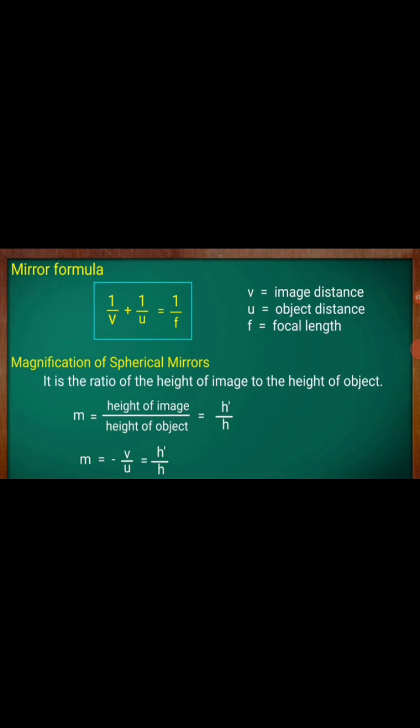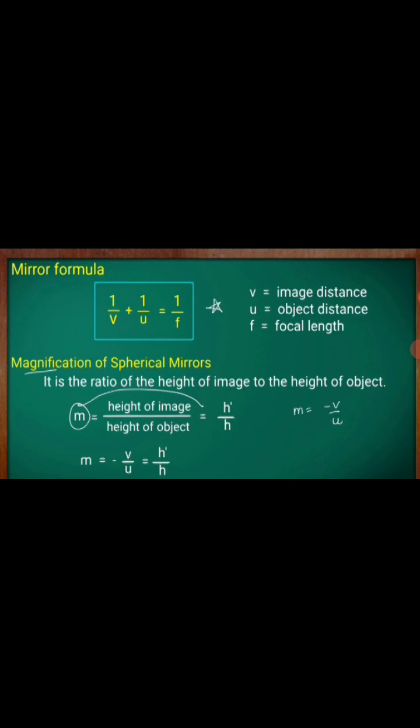Along with this mirror formula, you need to learn about the magnification of the spherical mirrors. Magnification can be defined as the ratio of the height of the image to the height of the object. If I represent the magnification of a spherical mirror with a small letter m, that is equal to height of image by height of object. Height of image is represented as h dash and height of object is represented by small letter h. It is also given as m is equal to minus v by u, that is minus of image distance by object distance.